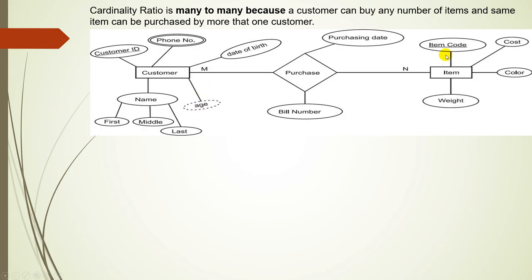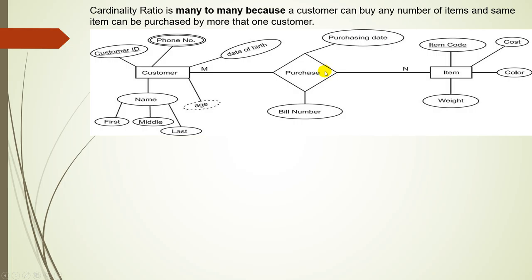Next, for the entity item or good, we have 4 fields: weight, color, cost, and item code. Item code is a primary key, or unique. Suppose in an Amazon database, each item has a unique code. And here is the purchase relation.